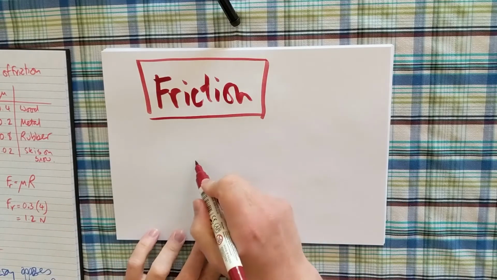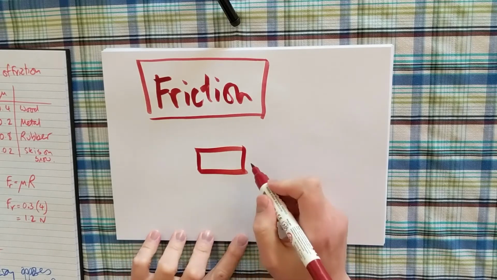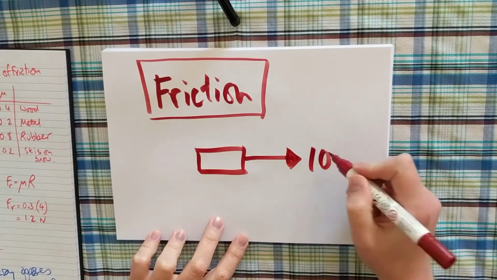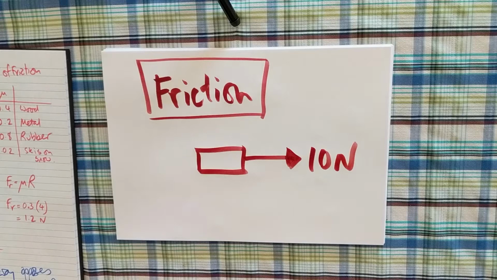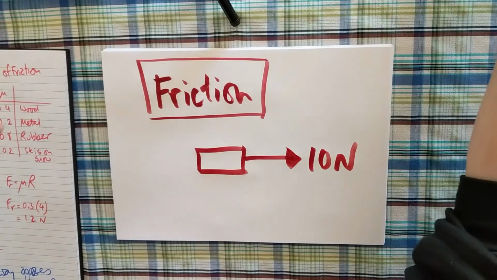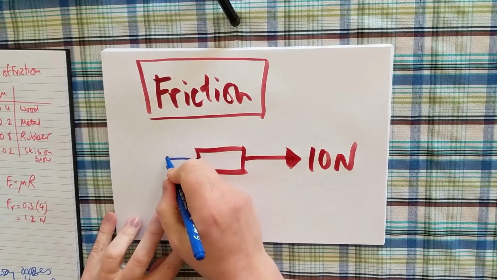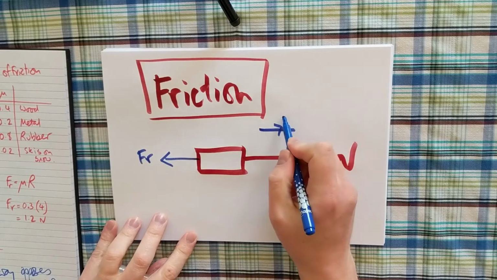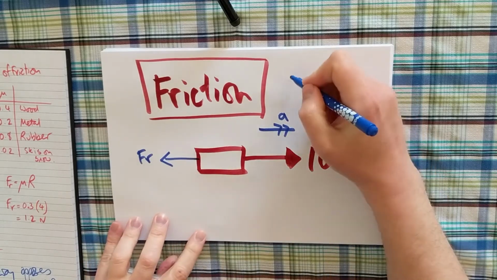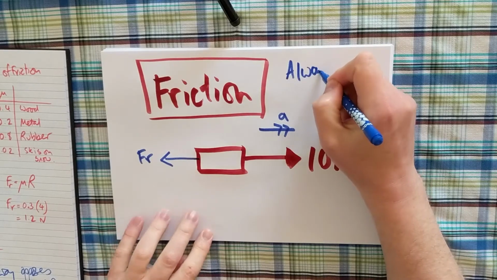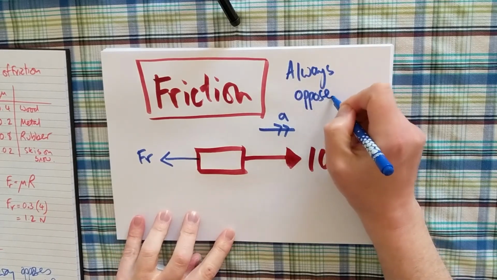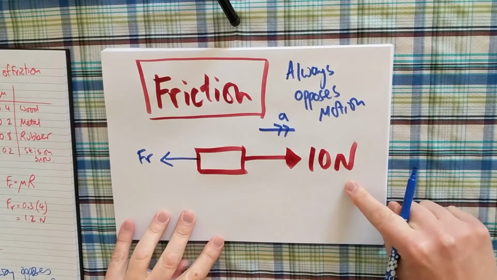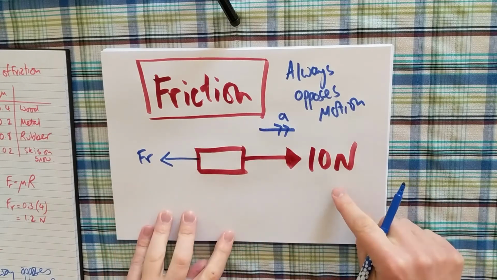So if you have an object and it's being pushed to the side, say if I was pulling it with 10 newtons going this way, then friction would be opposing motion. Friction always opposes motion, and it's worth highlighting that all the way through. Friction would be going this way if the object is moving this way, say if it's got an acceleration of some kind. If you stop pulling this object that way and then started pulling it the other way, friction would flip over and it'd be on the other side.